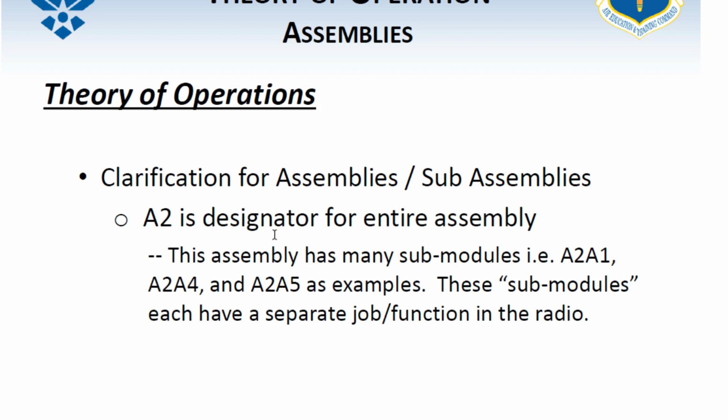So for theory of operations, we got the clarification for assemblies and subassemblies. A2 is the designator for the entire assembly. This assembly has many submodules, for example, A2A1, A2A4, and A2A5. These are submodules or subassemblies.